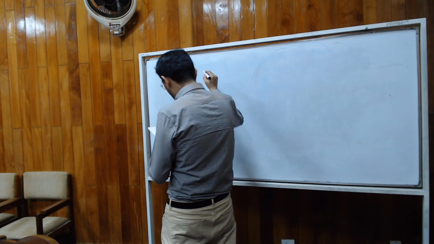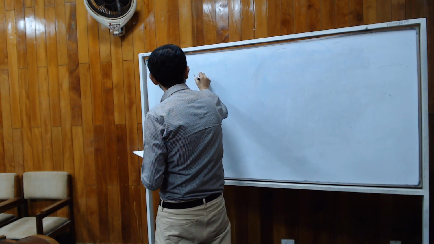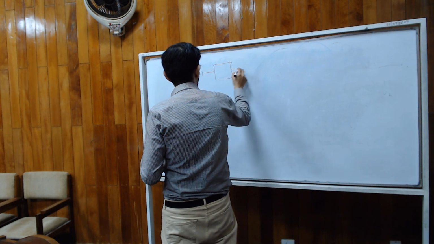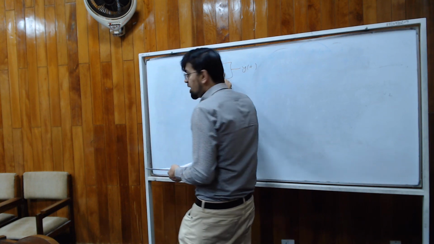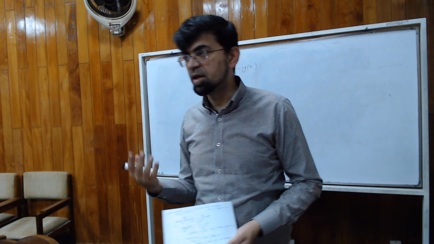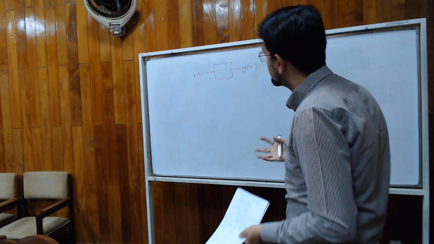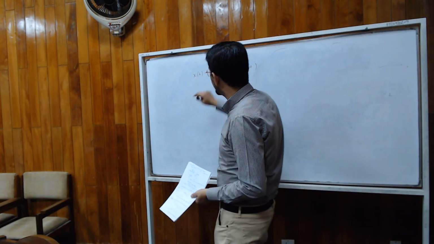So let's say we have a system. If you give it xt, it gives you yt. Again, this is a black box. Don't care where it came from, what the physical world of it is. Okay, so let's say this.